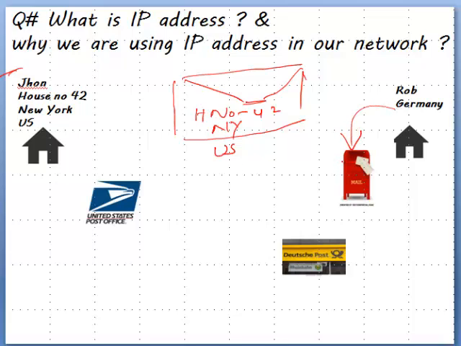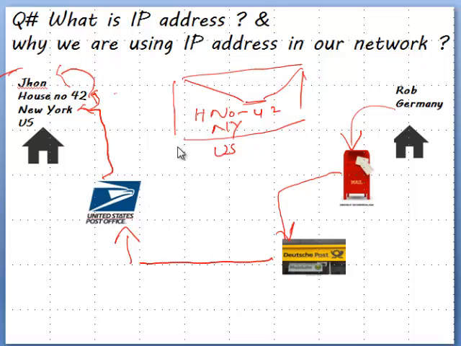After he puts the letter in the letter box, the postman comes, takes the letter, and gives it to his local post office. That local post office finds that this letter belongs to the United States, so they forward the letter to the United States. In the United States, they find that this letter belongs to New York, so they send a postman to New York, and it belongs to house number 42. The postman goes to house number 42, looks for Mr. John, and delivers the letter.